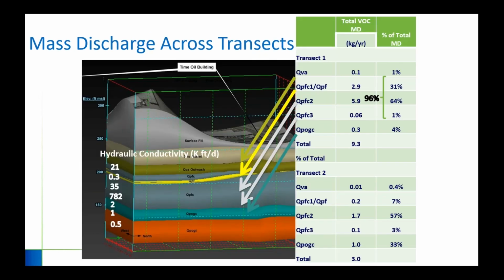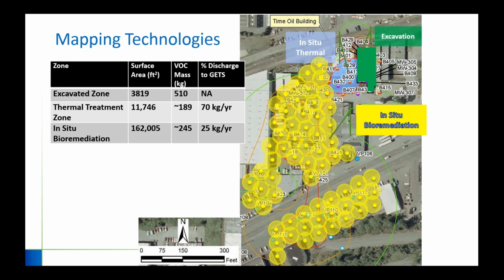When we did that, you can see some of the different stratigraphies represented here. We put this into a visualization model. The important point is that most of the mass discharge, 96%, was coming through 3 of the stratigraphic units. What that allowed us to do was really focus the technologies on where we were going to implement them. So this is a plan view of one concept of the remedy. It didn't end up looking exactly like this, but the thermal zone was up here right in the really high concentration area, excavation near surface, and then the rest of this was treated with bioremediation.